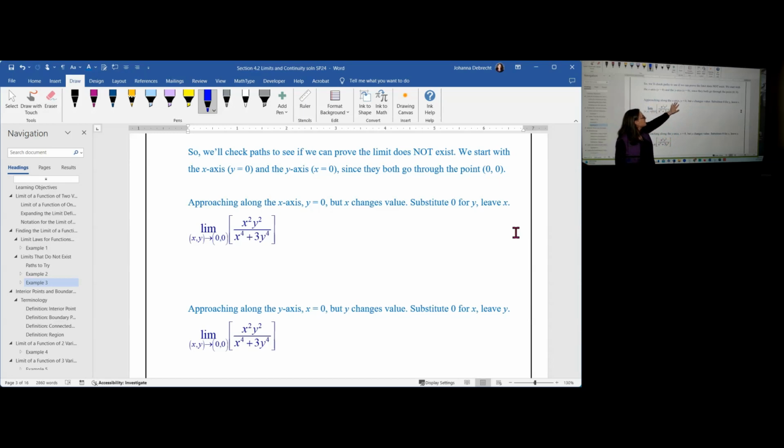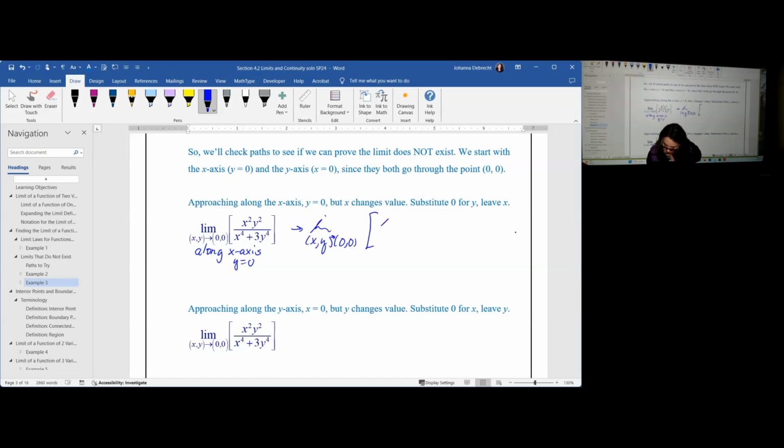If we're approaching along the x-axis and we're getting close to the origin, the y value has to be 0 because we're on the x-axis. All of those values are x comma 0. So if we're on the x-axis, the x changes value, but y equals 0. So we're going to substitute 0 for y, but we're going to leave the x alone. When I substitute that in here, if I take it along the x-axis, which of course is y equals 0, this leads to the following path evaluation.